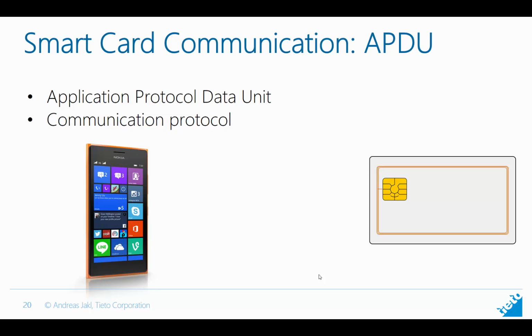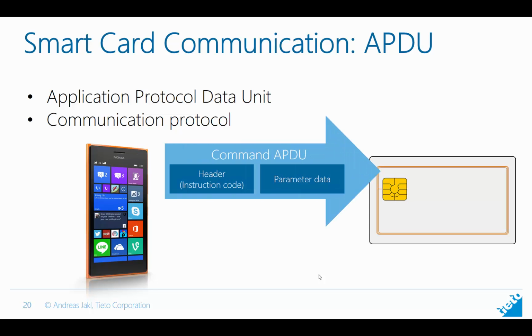On the left side, we've got a Windows Phone device. On the right side, we've got a smart card with the antenna, which is for the wireless NFC interface. And when you tap it, you establish a connection, for example. You send a command APDU, which has a header, contains instruction codes, so what to actually do, which command to trigger, and some data with it.